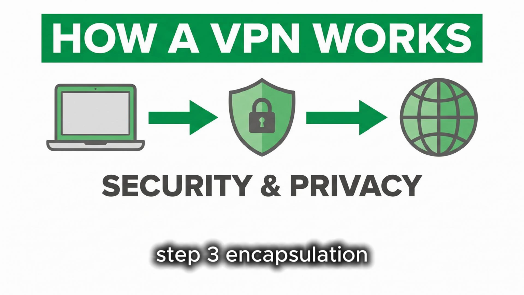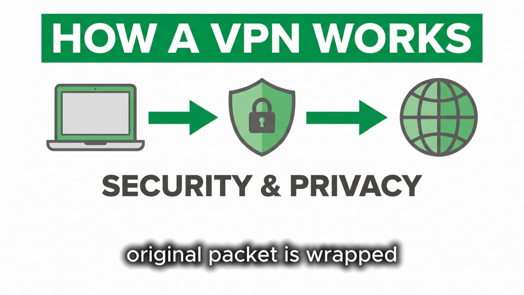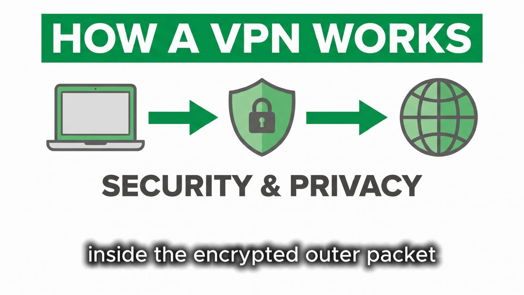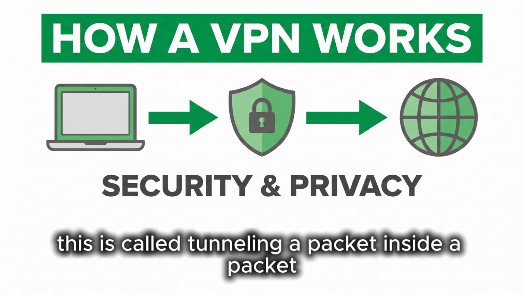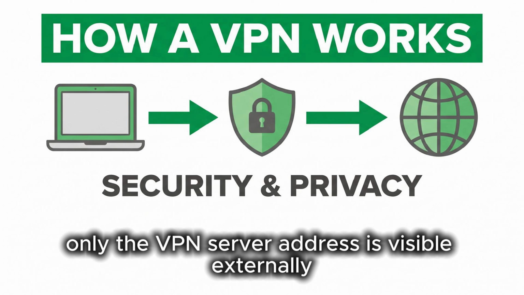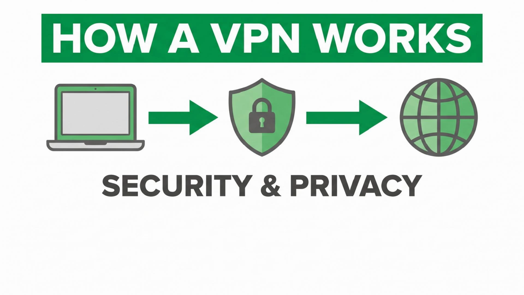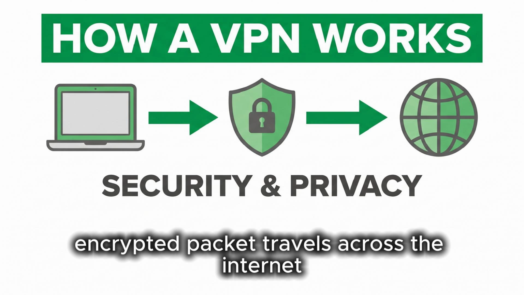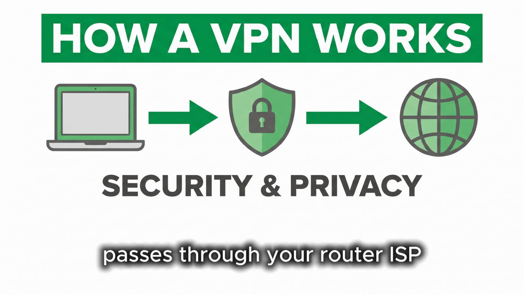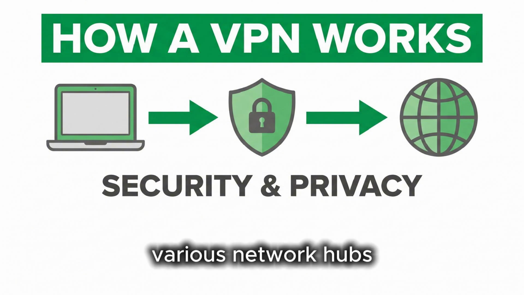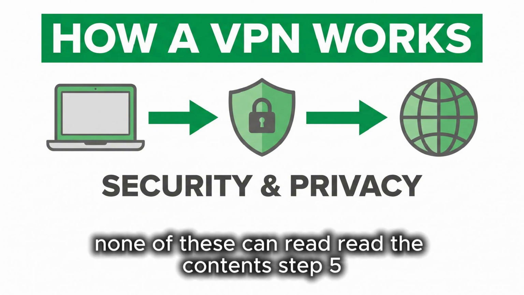Step 3. Encapsulation. Original packet is wrapped inside the encrypted outer packet. This is called tunneling, a packet inside a packet. Only the VPN server address is visible externally. Step 4. Transmission. Encrypted packet travels across the internet, passes through your router, ISP, various network hubs. None of these can read the contents.